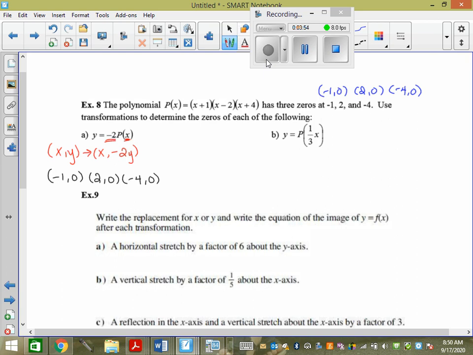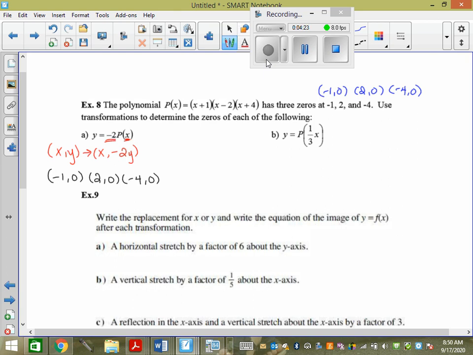For B, we have 1/3 x. It's with the x. It's in front of the x. It will forever and always be a horizontal stretch, and it will forever and always flip. So the 1/3 will become a 3. So we're going to get a horizontal stretch by a factor of 3 about the y-axis. Now mapping means if it's 3 in the words, it's going to be 3 in the mapping. That does not change, right?